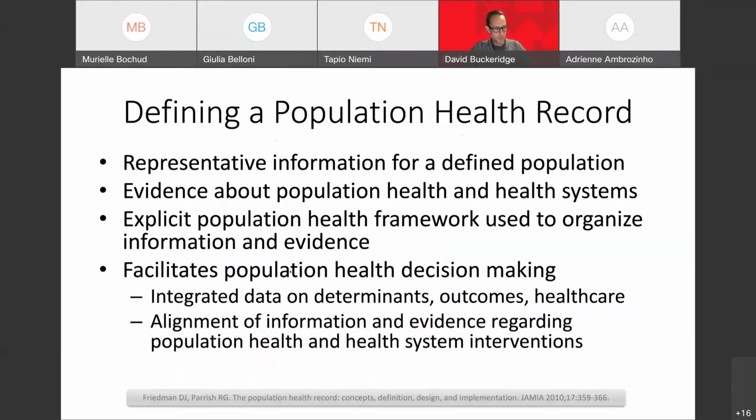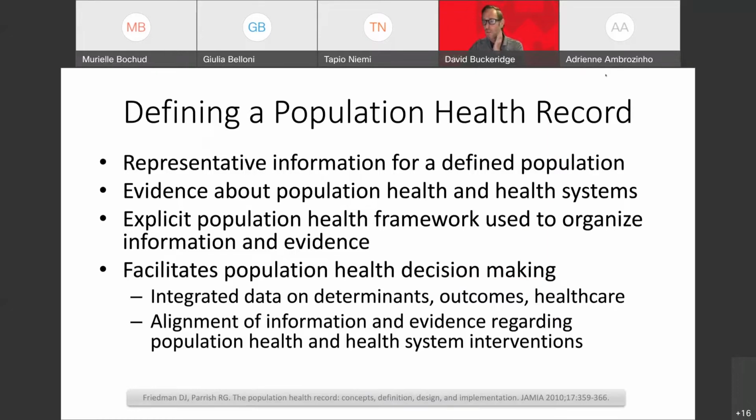Okay, so those are the three things we have. We have the data, we have the knowledge, we have the analytical ability. And so it's really in this context where people started to think about this concept of a population health record. And I can't claim to be the person that invented this. In fact, it was a paper by Friedman and Parrish, which I'm citing below, in 2010, which was really quite inspirational for me, and I think laid out the definition that really is at the heart of this project.